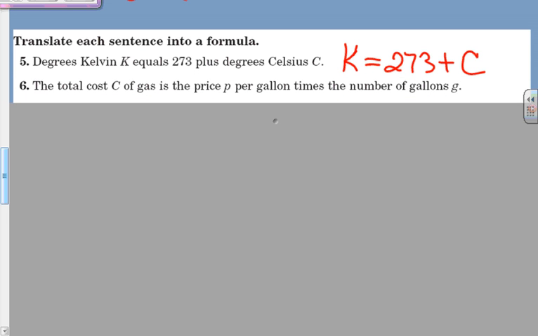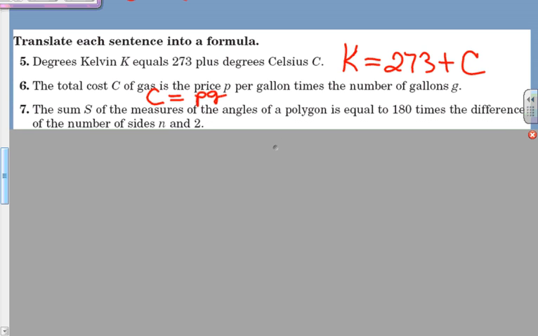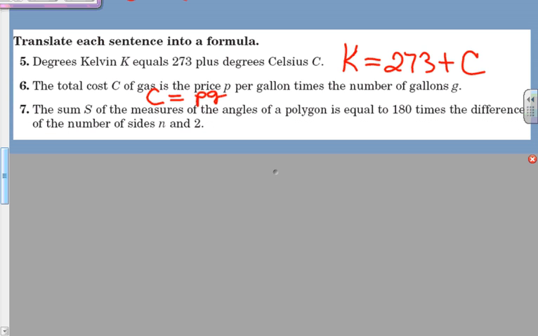Next one: the total cost C of gas is the price P per gallon times the number of gallons G. So the total cost C is, there's our equals, the price P times the number of gallons G. So it's P times G. That's all it is.